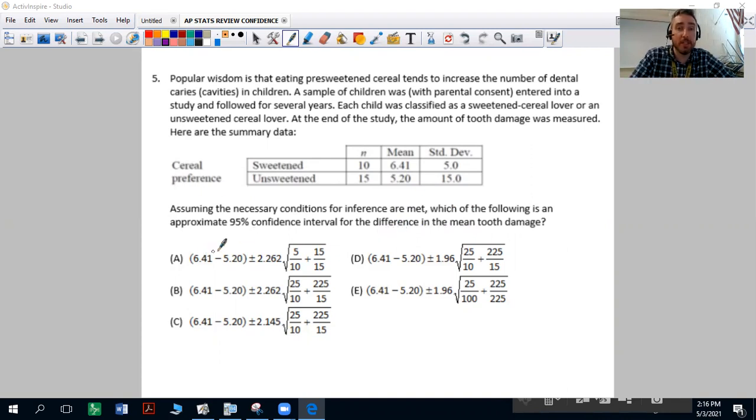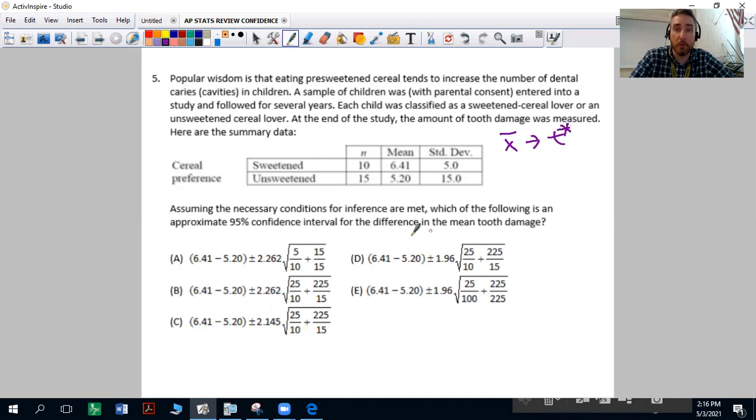So we see these subtractions here. That's your point estimate, the difference. And we have our critical value. Remember, our critical value, this is means. So our critical value is going to be T star. So we're looking for a T star for that number out there.